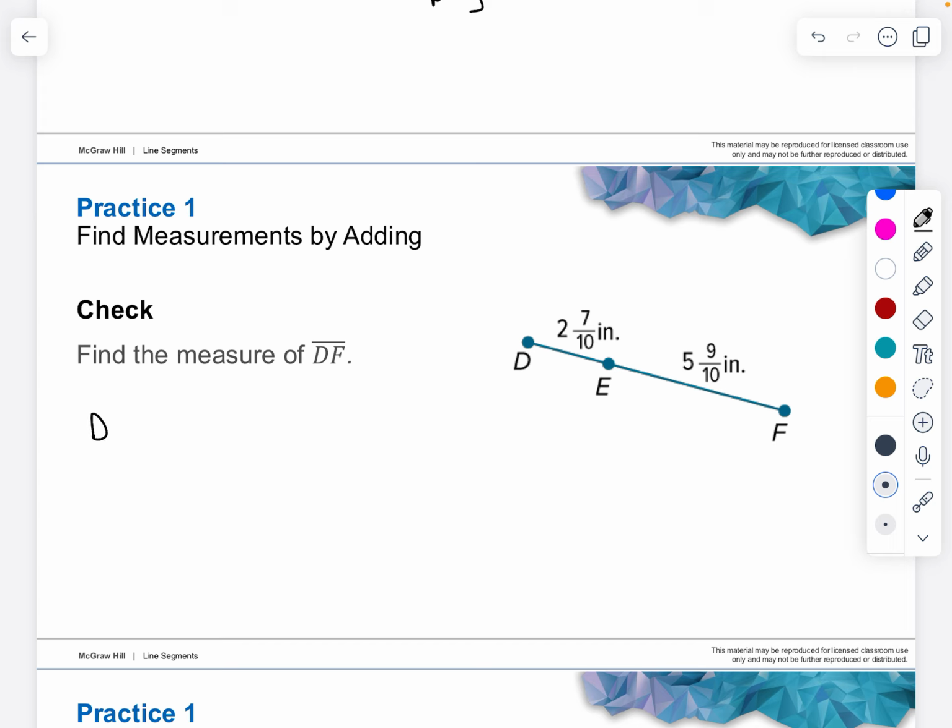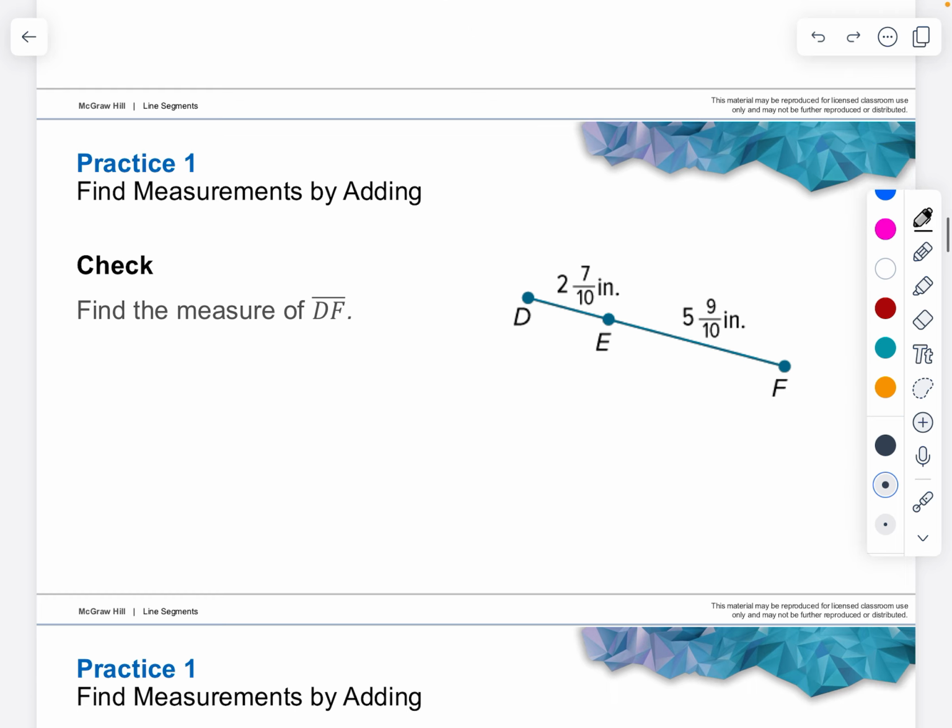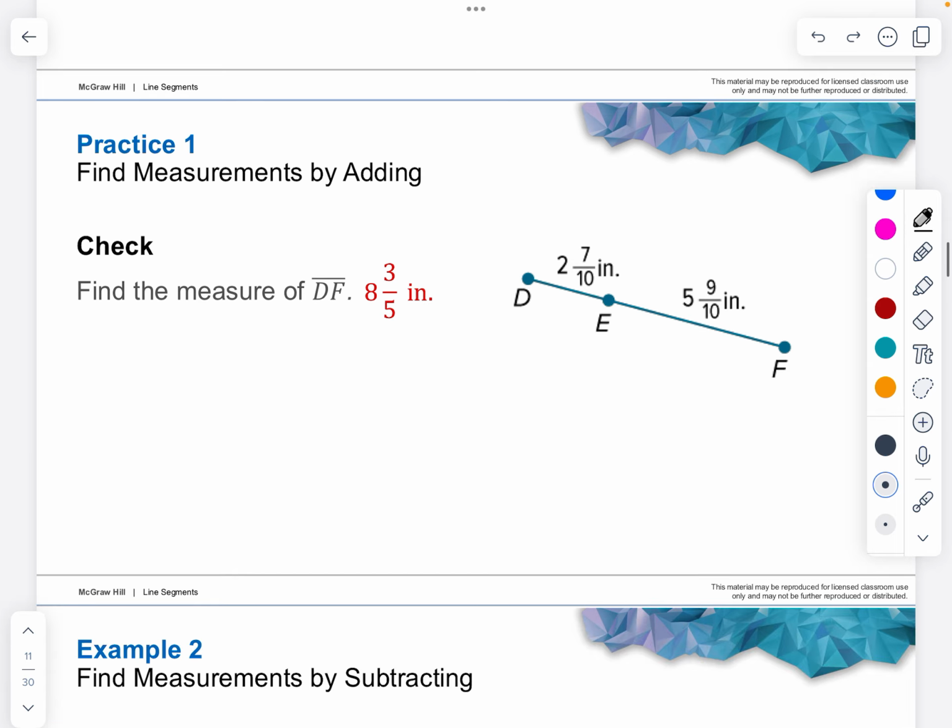So we would do the same thing. We would say DE plus EF. Oh, this is your practice. You get to go do that. So go practice that, pause it, and then come back for the answer. Did you get 8 3/5? I hope so.